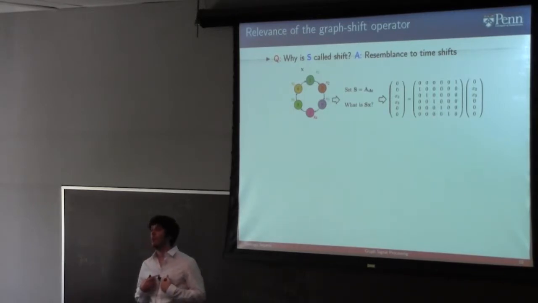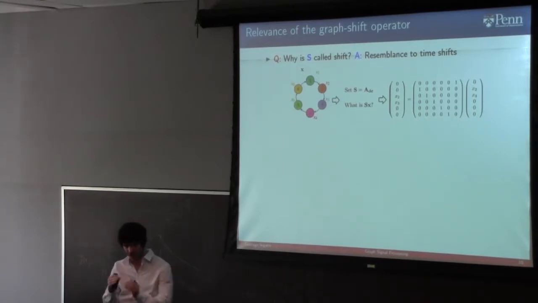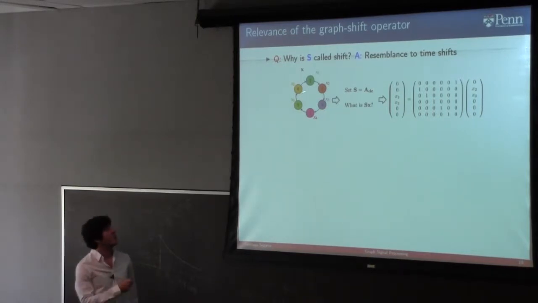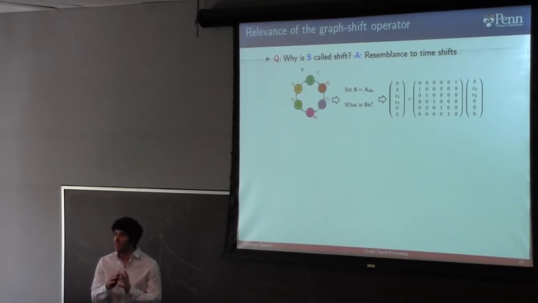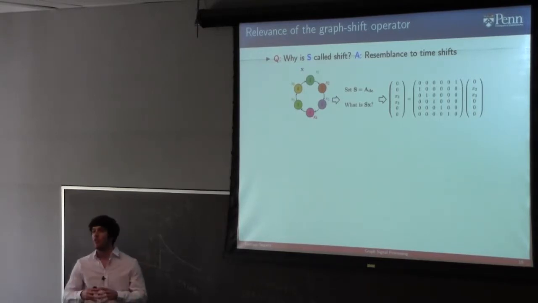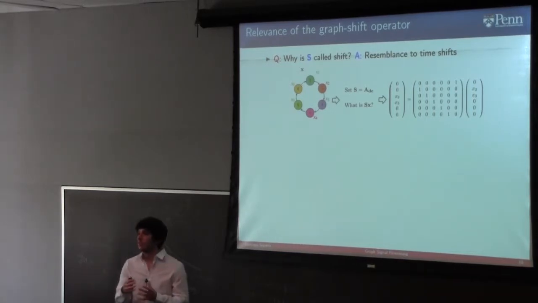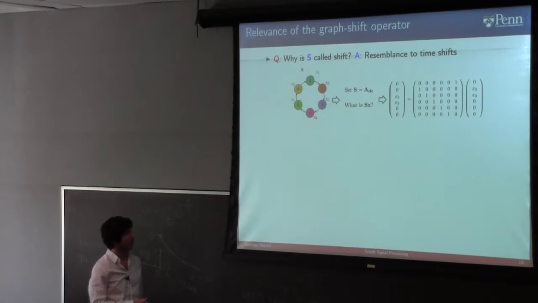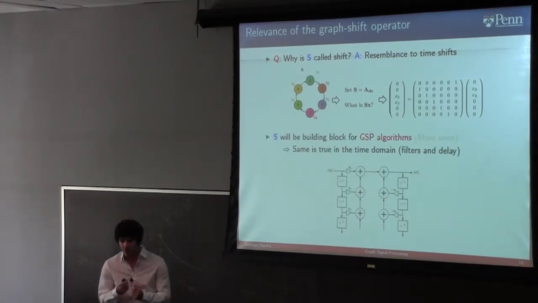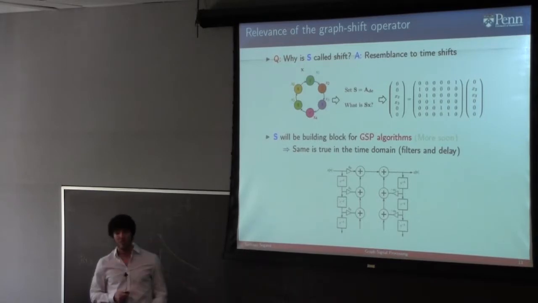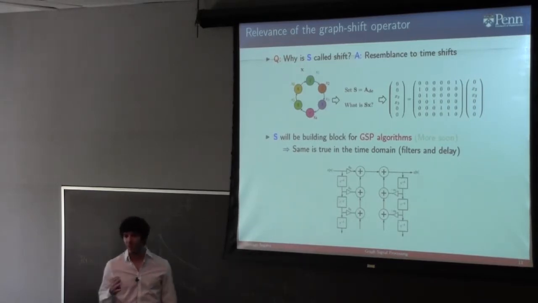So now we're going to develop a theory for more general graphs. But whenever we specialize that theory for this particular graph, we should be able to recover the results of traditional signal processing. That's the point of contact between the two things. If you look at the adjacency matrix of this graph, it's this adjacency matrix over here, and when you apply it to any signal, what you get is just a shifted version. So S is just the time delay for this particular signal, it's a time shift. For a general graph, we cannot call it time shift because there's no time, it's a graph shift. That's why we call it that way. And in the same way that delays are a building block of filters in signal processing, here S will be a building block of graph signal processing algorithms.